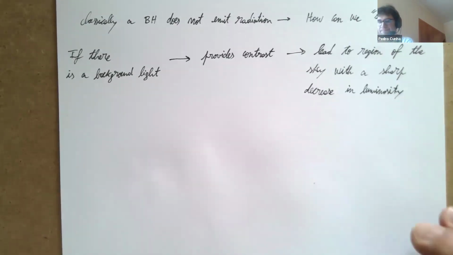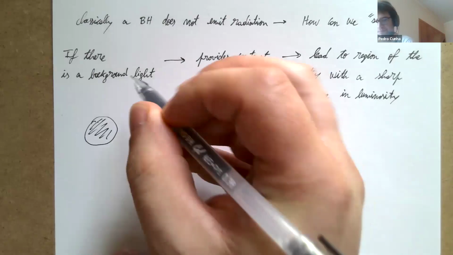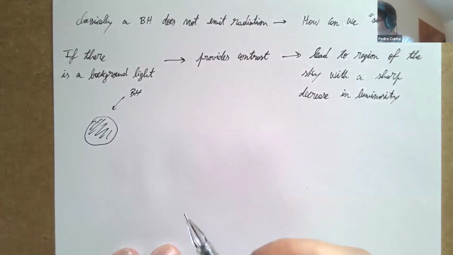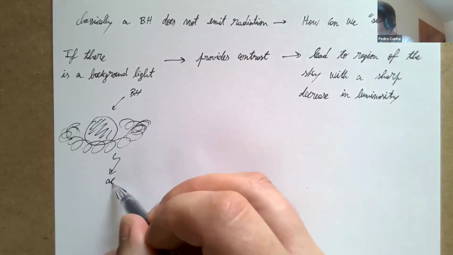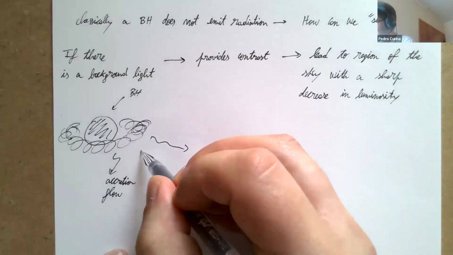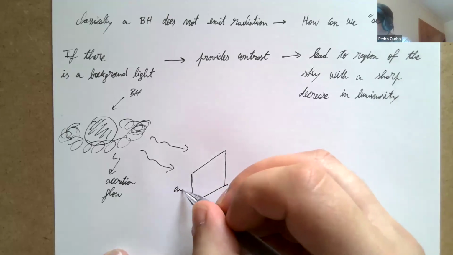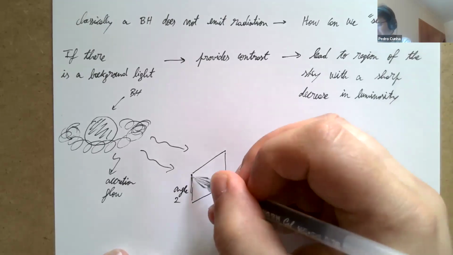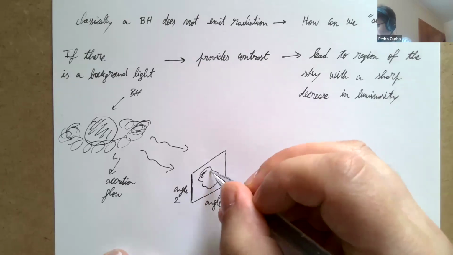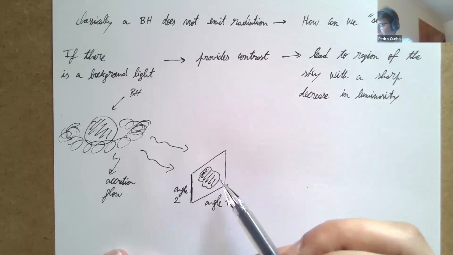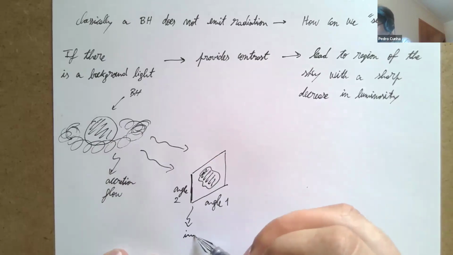So schematically, the situation will be as follows. You have a black hole, and you have some kind of very hot gas, some accretion flow around the black hole, and it is emitting electromagnetic radiation. If you take a picture of this, in the picture you have two observation angles, say this vertical axis in the image is angle 2, and this one is angle 1. You would observe some dark region in the image corresponding to the actual image of the black hole. So this is the image.